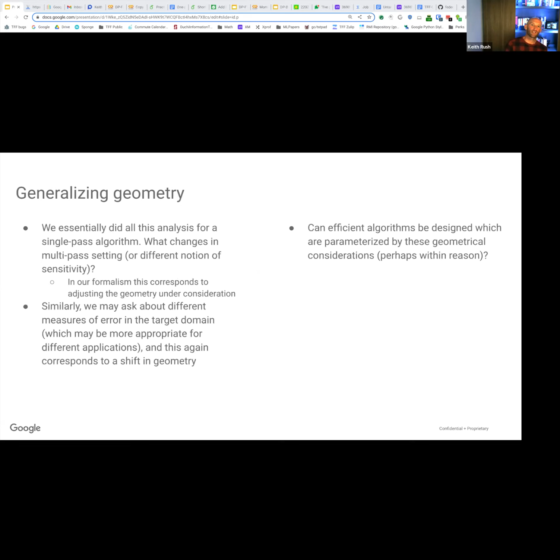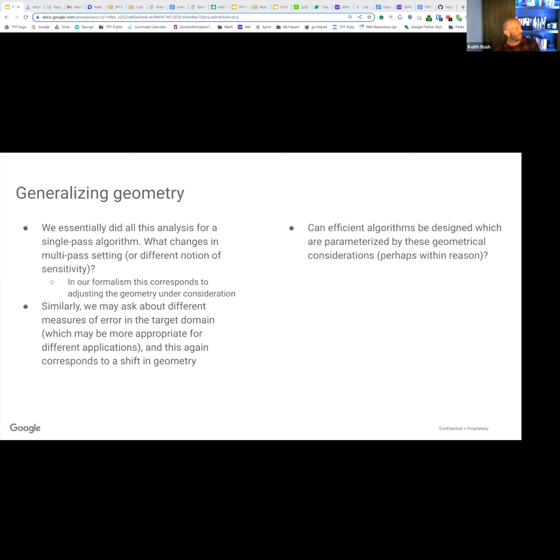There are also these generalized questions of geometry, meaning we did all this analysis in terms of a single-pass algorithm, but maybe it's easier in the infrastructure to design something that's multi-pass, or something that you can read ex post facto. You don't need to enforce how far spaced apart your participations are, say. This corresponds to adjusting the geometry under consideration, as I mentioned: you put our sensitivity term into the constraint in the analysis that we've done, which means the sensitivity term is going to have a different geometry, right? You can also ask about different geometries in the target domain, like measuring different notions of error that may be better for different applications.